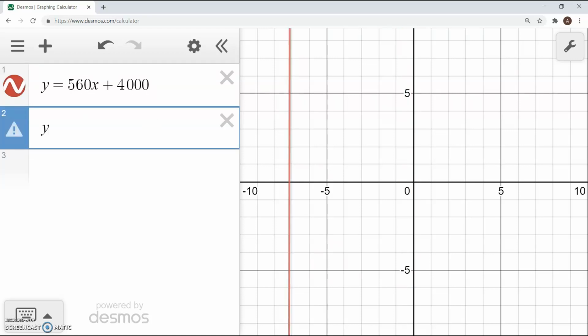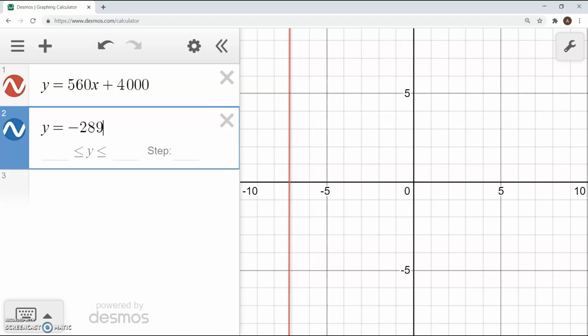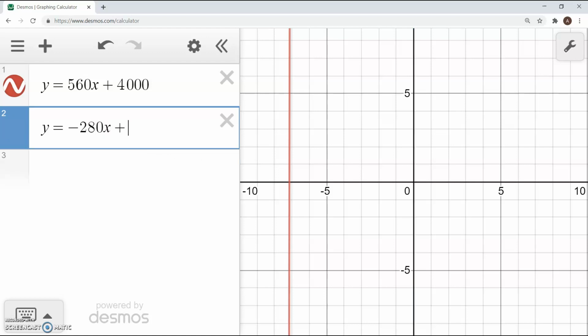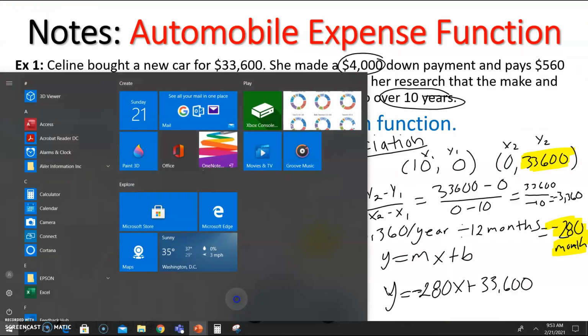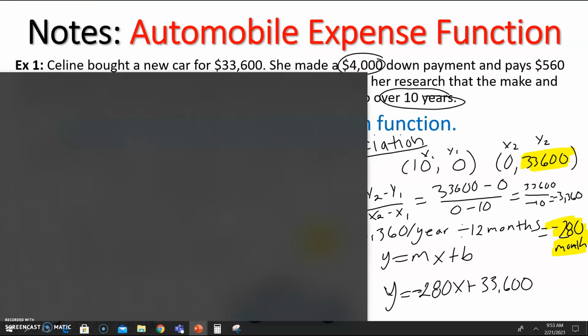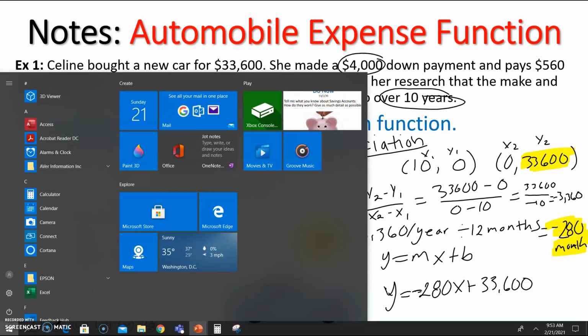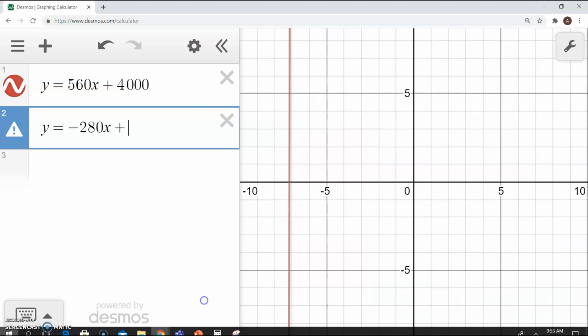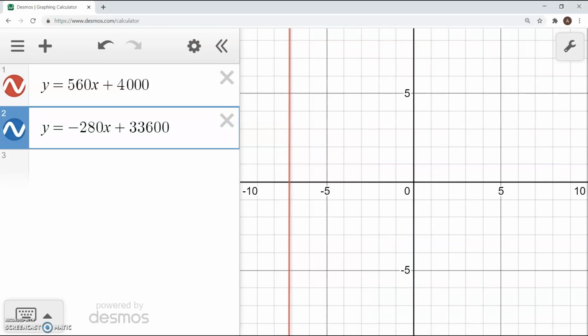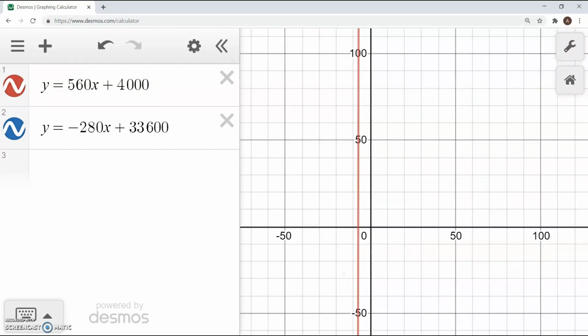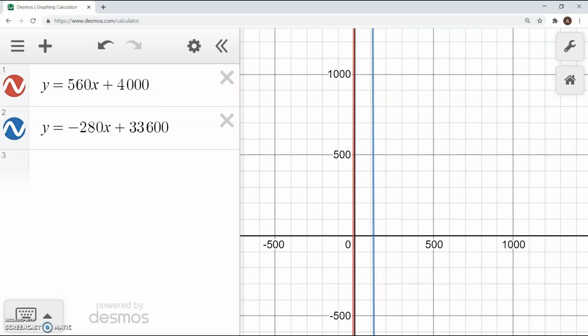And then our other equation was y equals negative 280x plus, let's look back really quickly, 33,600. Okay, now what you're going to notice is we're not going to see the graph right now because it's too zoomed in. So what we're going to do is zoom out far enough so that we can see our graph.